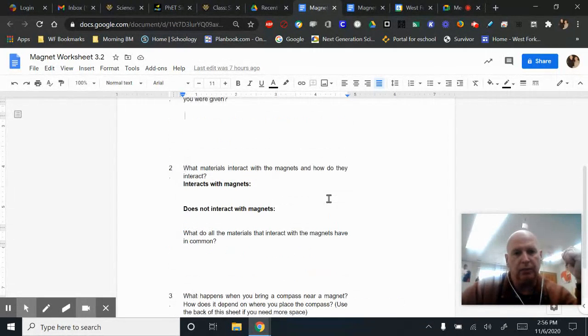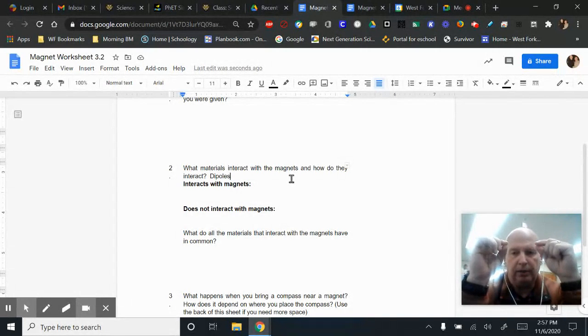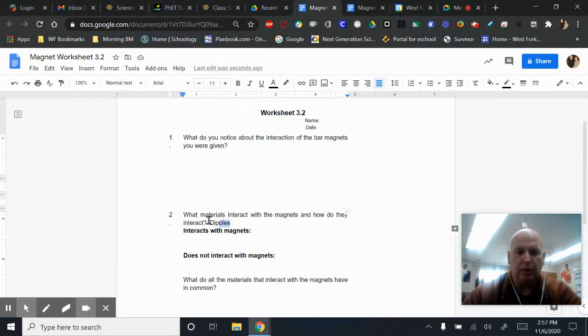So what materials interact with magnets and how do they interact? We have been studying a new thing called dipoles. Dipoles are basically tiny little particles that have a plus and a minus alignment, and they align themselves with the field of magnetism. So one side's plus, one side's minus, and we know that opposites attract and likes repel.